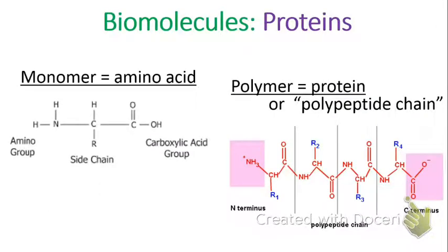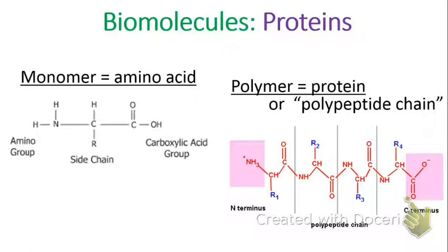So back to our word monomer. Remember, that means building block. And polymer, which is when you have a long chain of monomers bonded together. When we're talking about proteins, our monomer is an amino acid. Our polymer here shows 1, 2, 3, 4 different monomers, different amino acids bonded together. That makes up a protein.